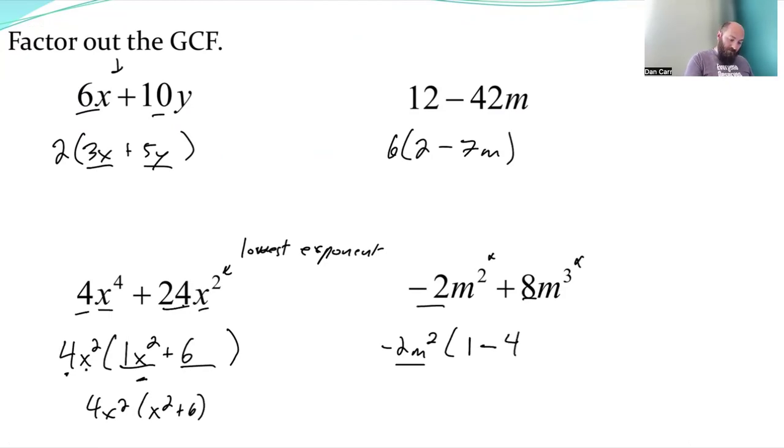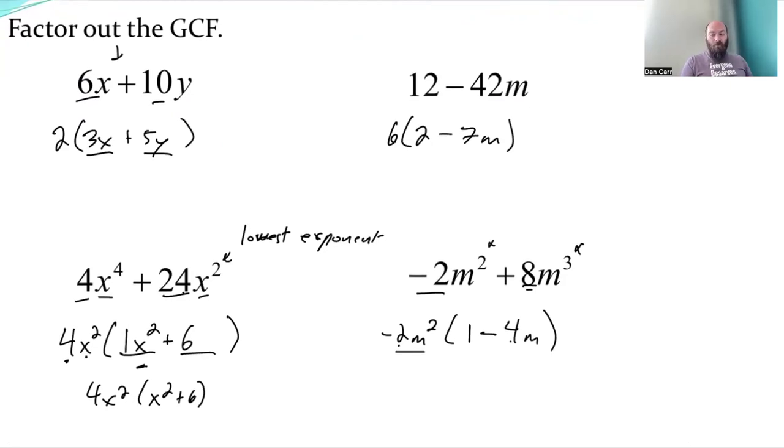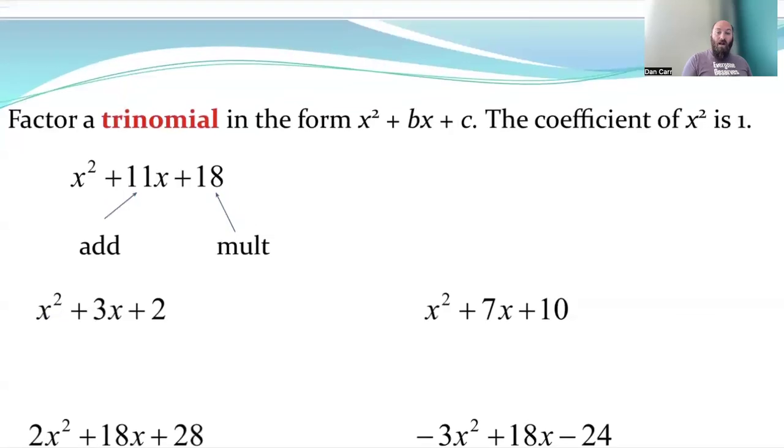Then I'm going to have a negative 4 because negative 2 times negative 4 is positive 8. Then m squared times m gives me m to the 3rd. All right. Our next step we did in this is factoring trinomials.